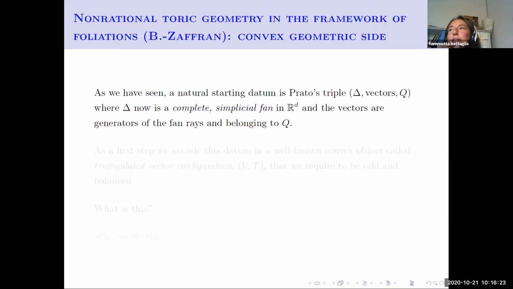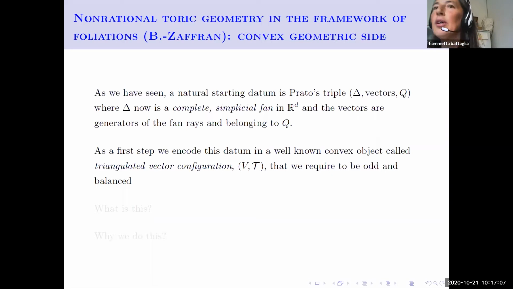The first thing I want to look at is the convex geometric side of the problem. We have seen that a natural starting datum is the triple that was introduced by Elisa Prato. Now Δ is a complete simplicial fan in R^d, where d is the dimension of the space. The vectors are generators of the fan rays, and they belong to the quasi-lattice Q. This is the starting datum. But we encode this datum in a triangulated vector configuration that we require to be odd and balanced. I'd like to explain what this object is, and also why we do this.